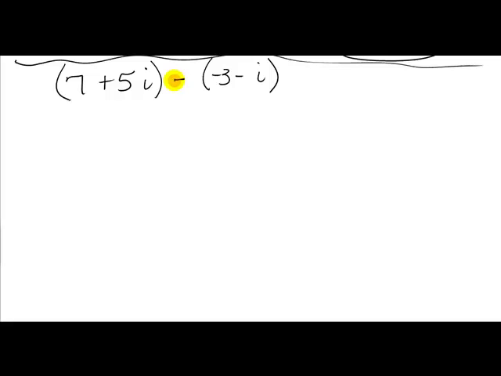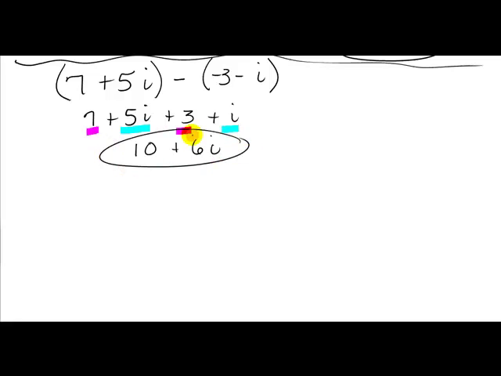So here I need to subtract this group from this one. And I'm going to go ahead and distribute that negative with both of these inside. So I'll have 7 plus 5i plus 3 plus i. Then we want to combine like terms. So we've got our real numbers, and then we have our imaginaries. And the reals come first, remember, when we're writing. And then 5 plus 1 gives me the 6.